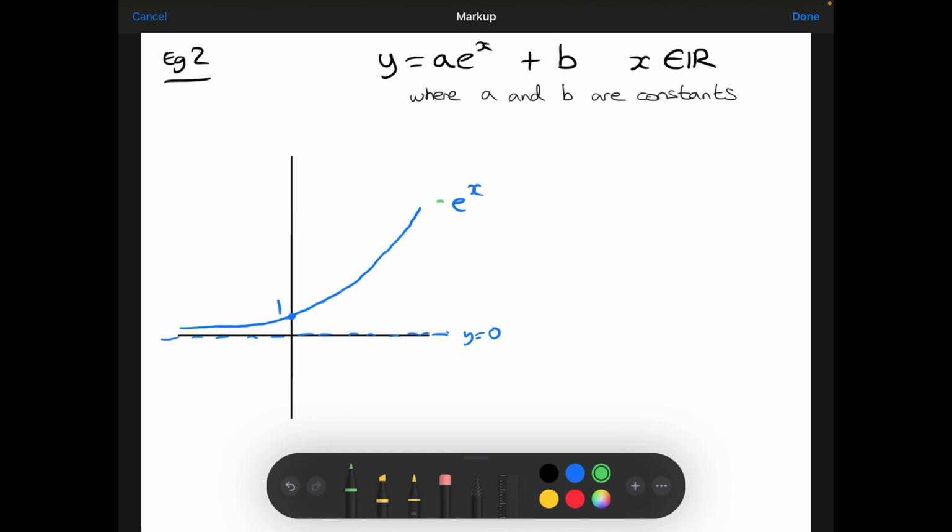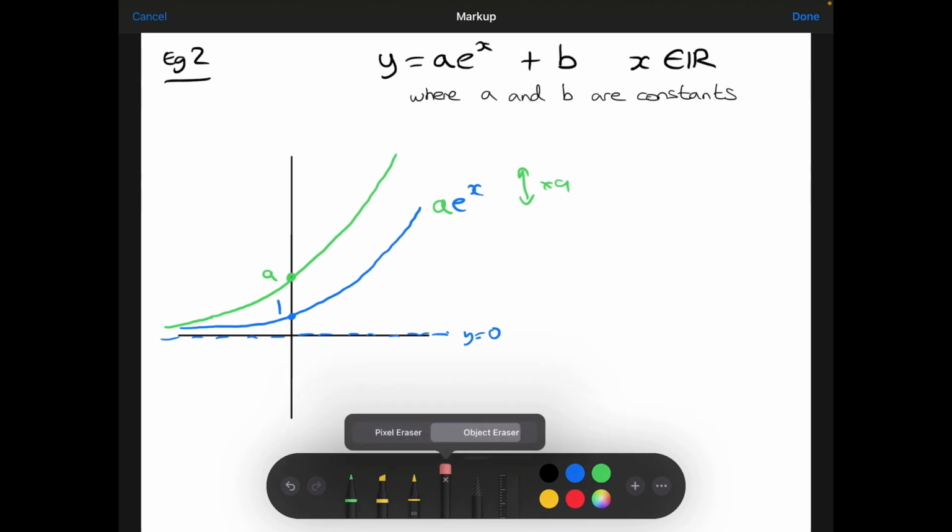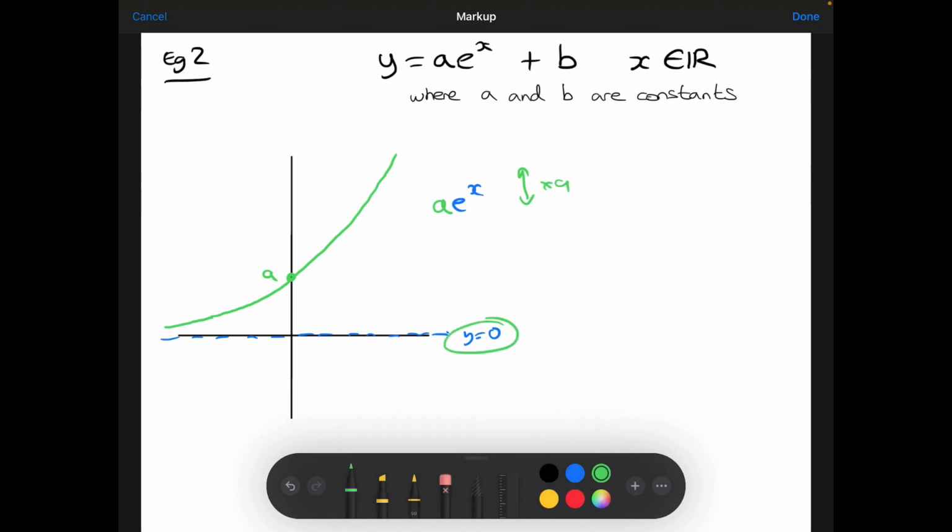If I then times that by a at the front, that's going to stretch it by a scale factor of a in the y direction. So it's going to get a times bigger. So it's now going to have a y-intercept of a because of the 1 times a. The asymptote will stay the same. It will still be y equals 0 because a times 0 is still 0.